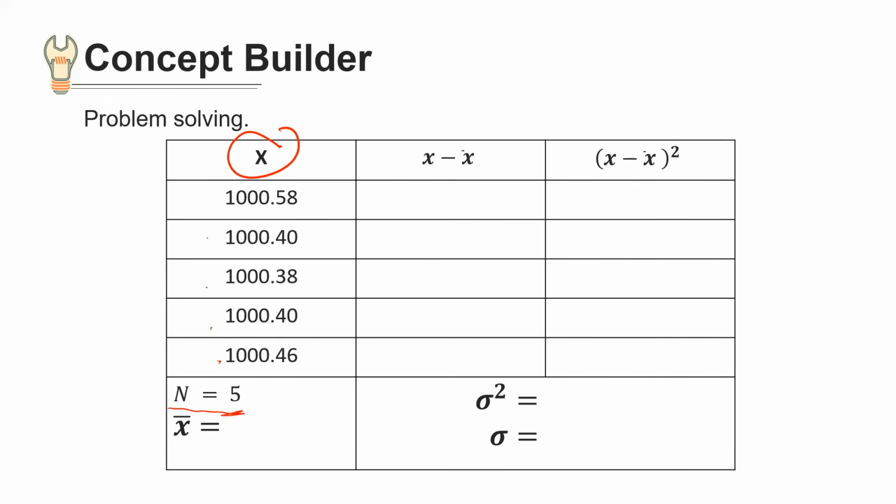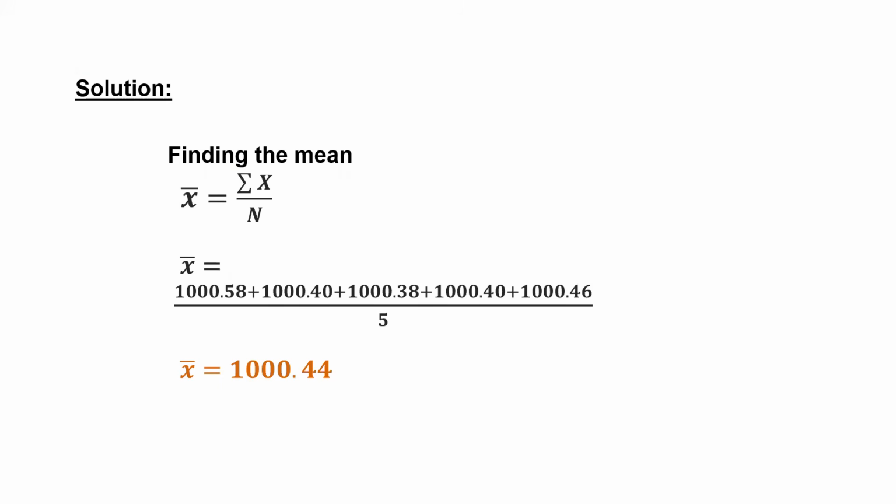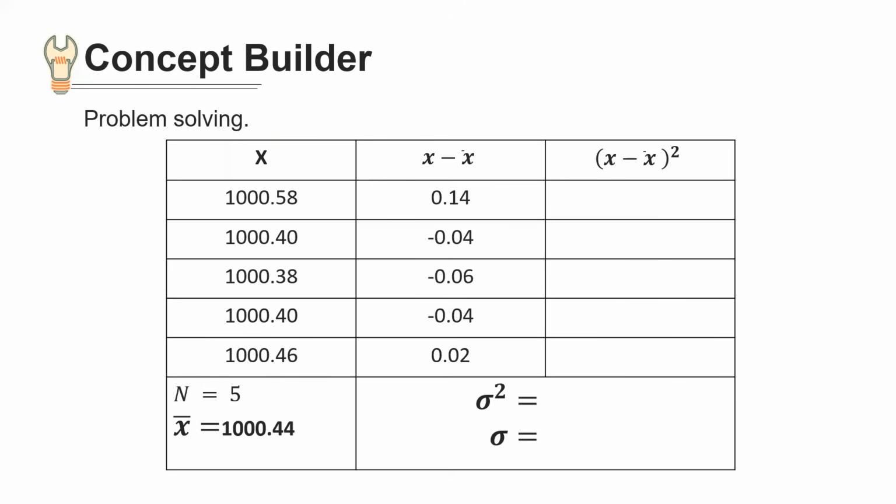First, let's look for the mean of our data set. To get the mean, we use this formula: we just add all the observations and divide it by the number of observations. Therefore, our mean is 1000.44. So this is our mean, and let's write it there.